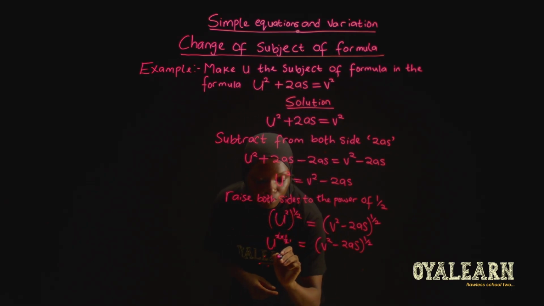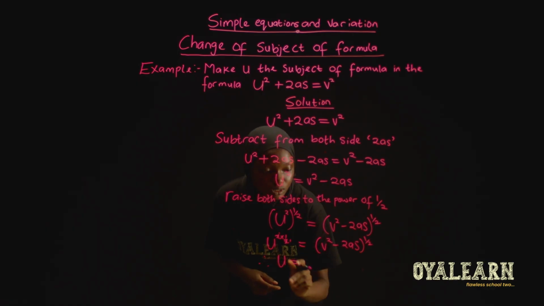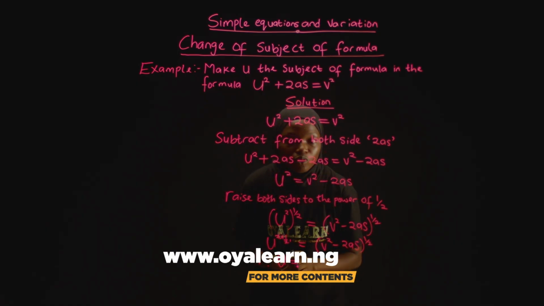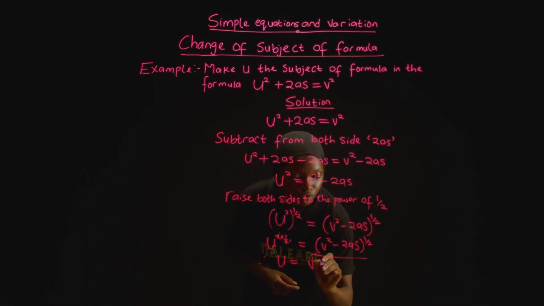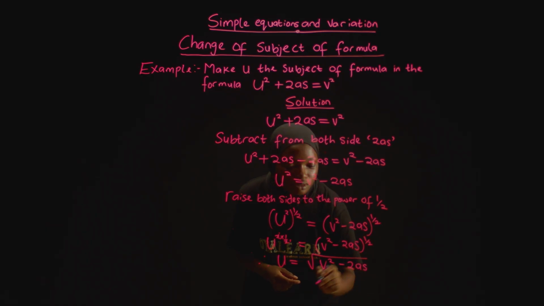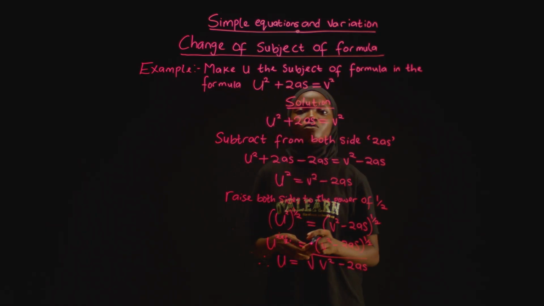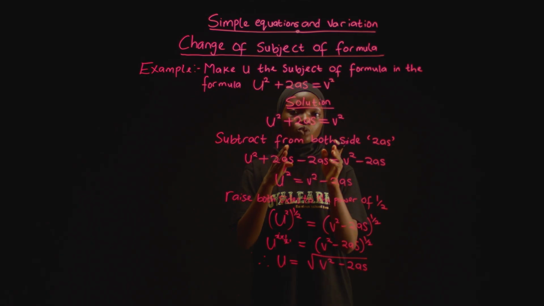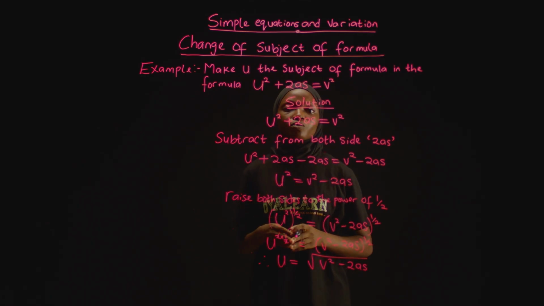So therefore we have u equals v squared minus 2as raised to the power of 1 over 2, and that is the same thing as writing it as root of v squared minus 2as. And that is how to solve for u in this equation, hereby making it the subject of formula. Thank you.